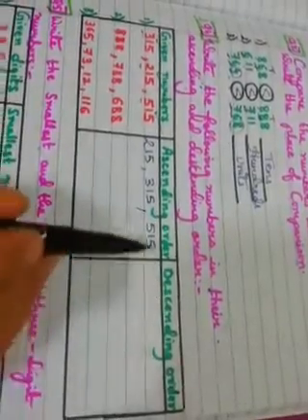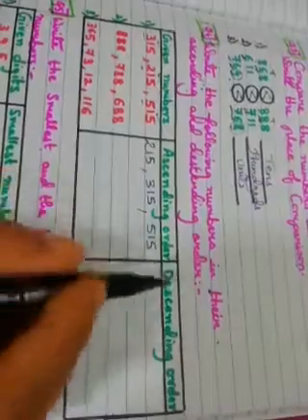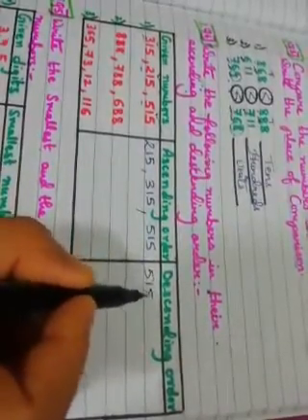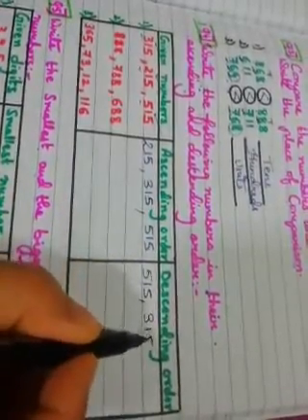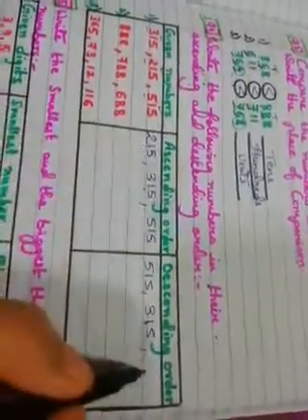Now descending means from biggest number you will go to smallest number. Biggest is 515. Then we have 315, the middle number, and then the smallest, that is 215.